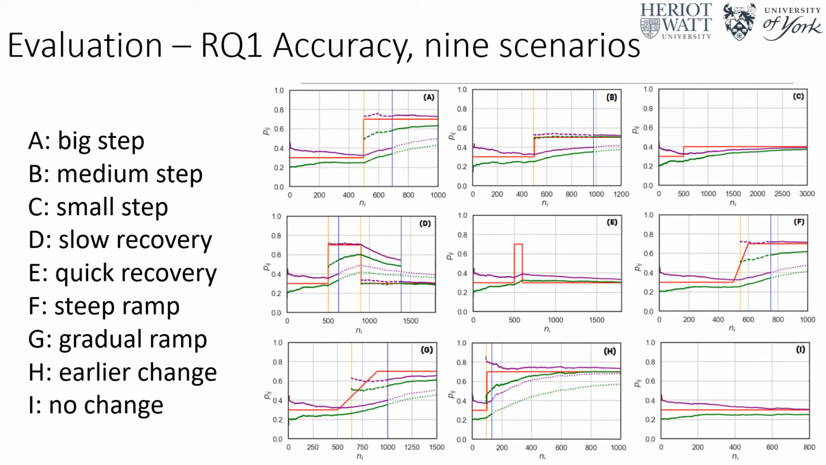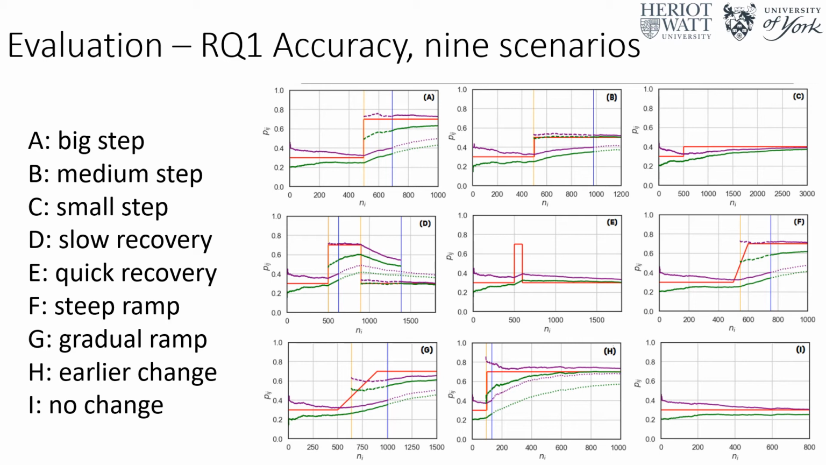As you see here, we have also studied medium steps, small steps, a slow recovery change where the iCPD procedure was triggered twice, and a quick recovery change, a steep ramp change, a slow ramp change, an earlier step change, and no change at all. Yes, as you can see, our iCPD didn't trigger in some cases, like for a small step change, that's scenario C, and a quick recovery change, that's scenario E.